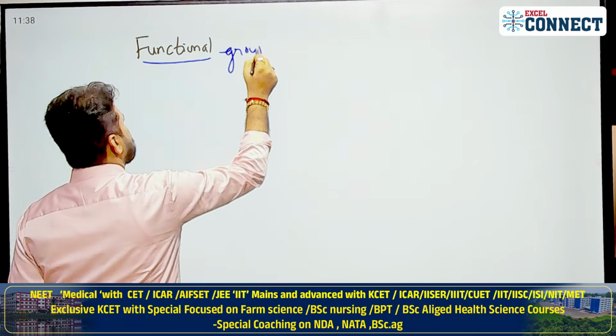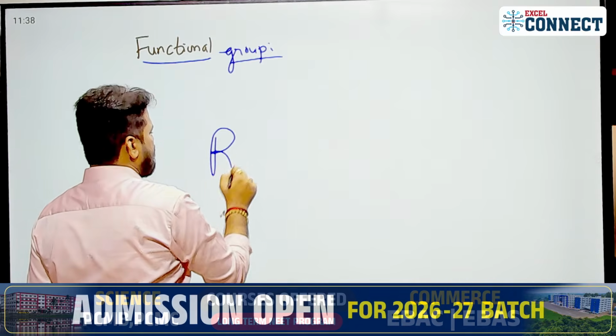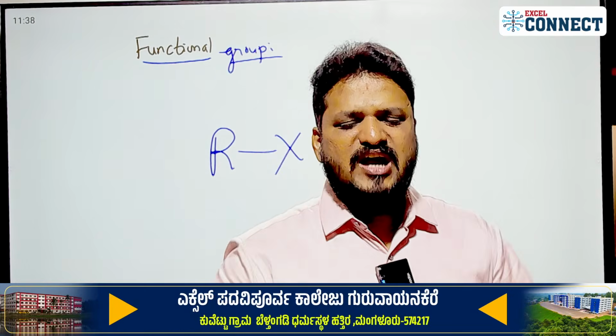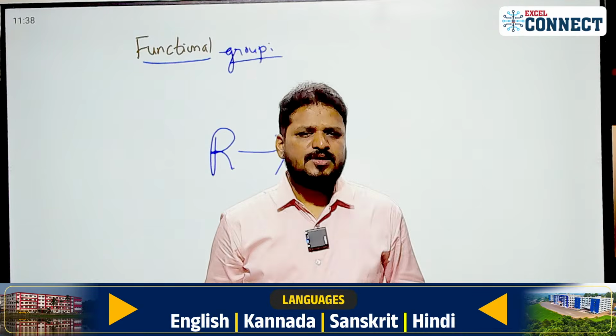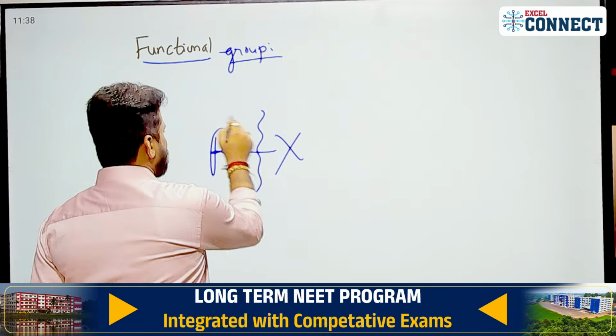What do you mean by functional group? So take any organic compound. Now take any organic compound, it is mainly made up of covalent bond R-X. So if we take R-X, children, here organic compounds are mainly made up of two parts. One is alkyl group.